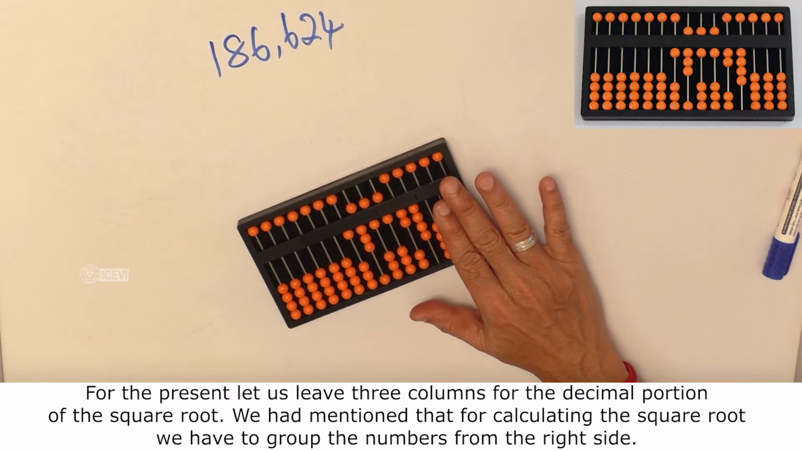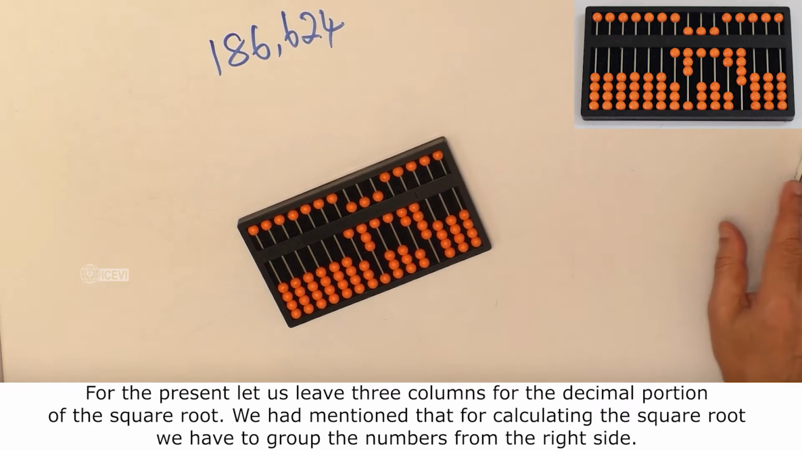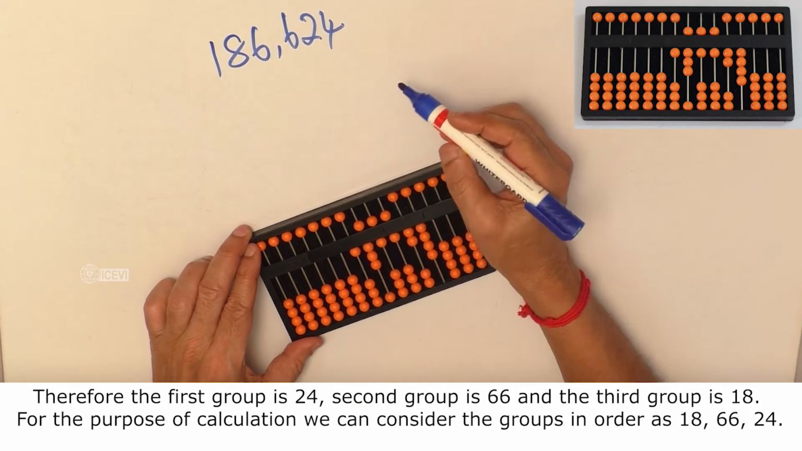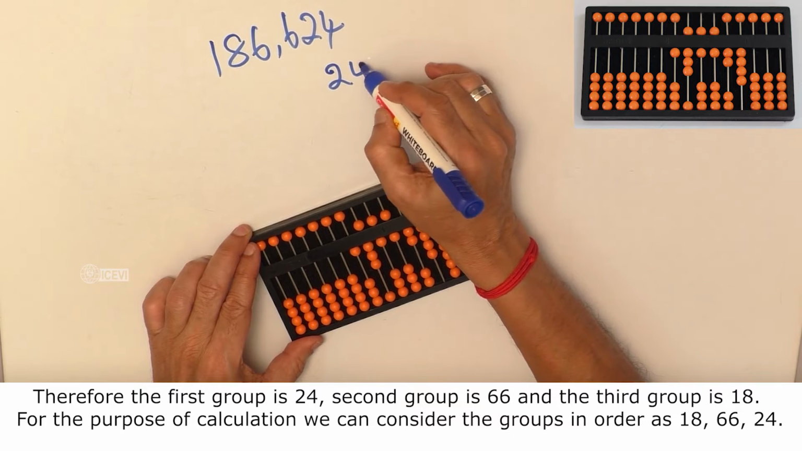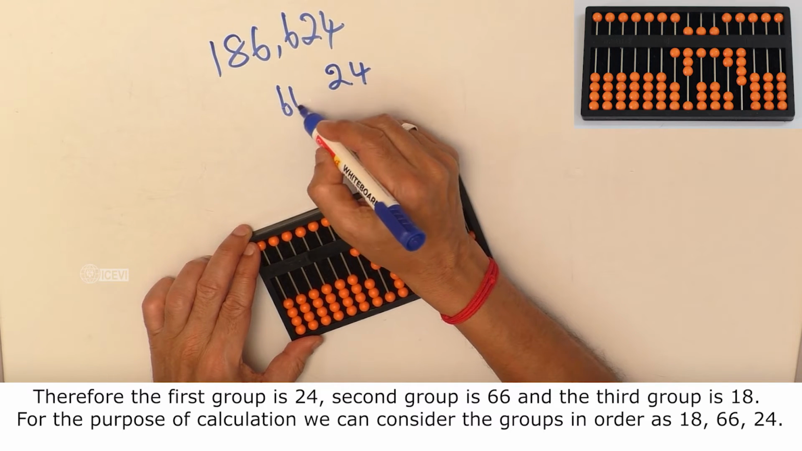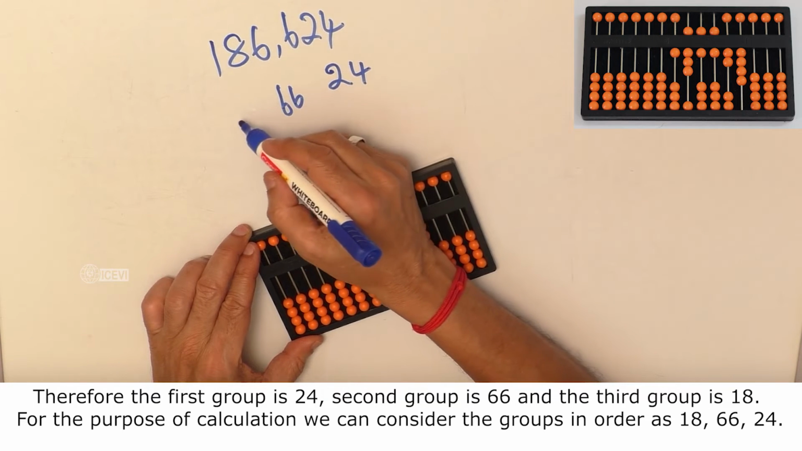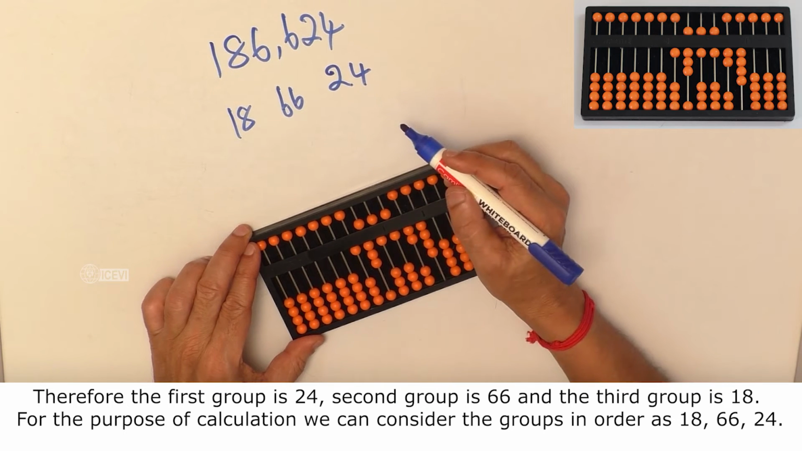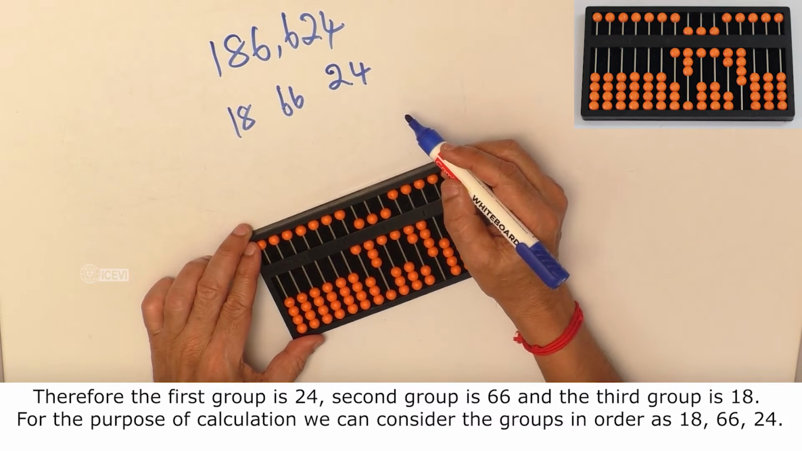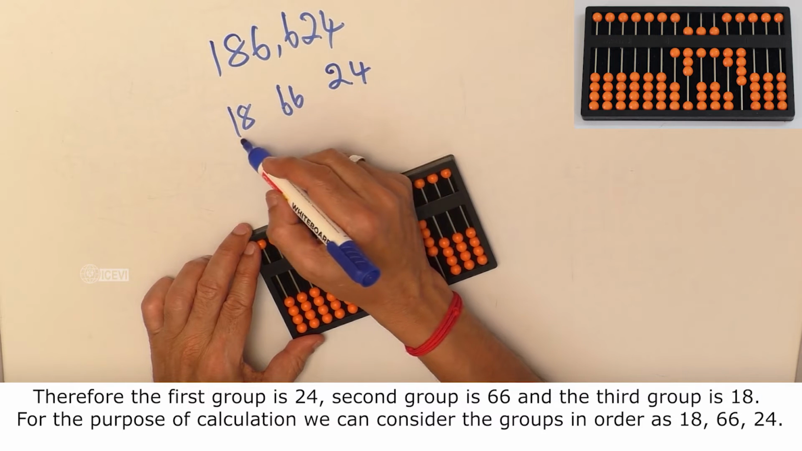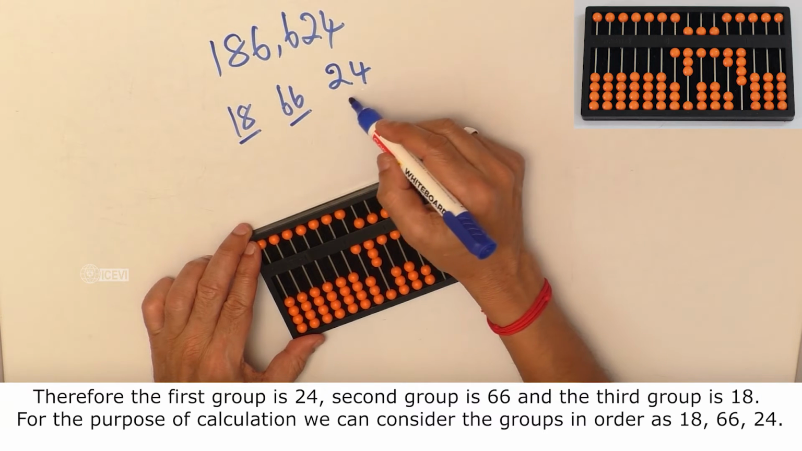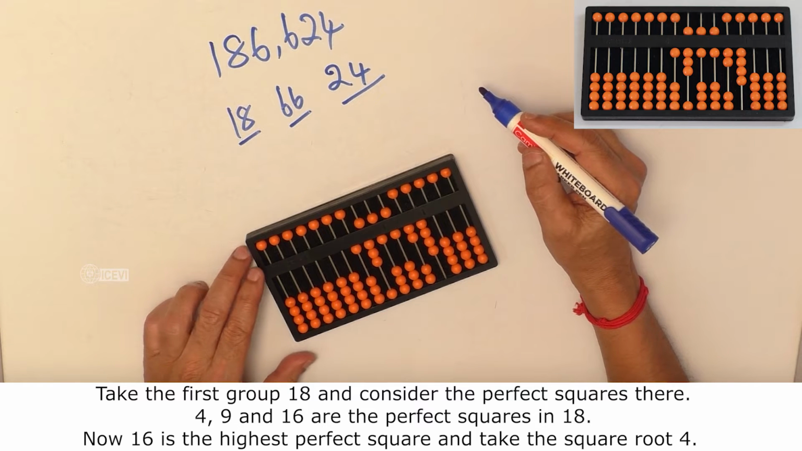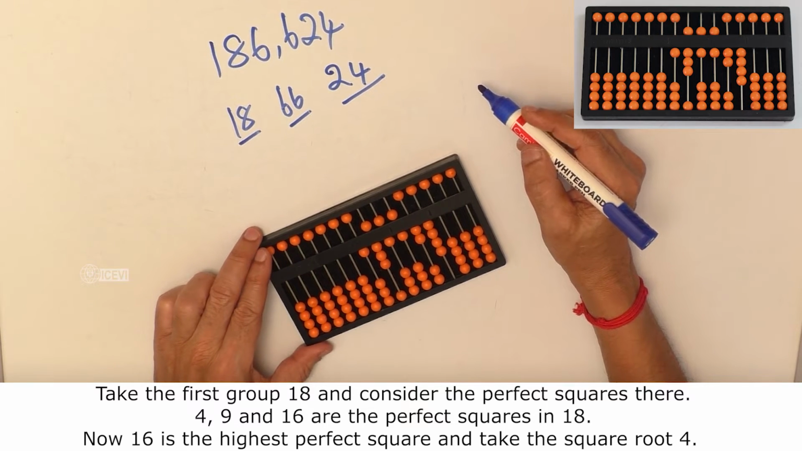We had mentioned that for calculating the square root, we have to group the numbers from the right side. Therefore, 24 is a group, 66 is another group, and 18 is another group. For the purpose of calculation, we can consider the groups in order as 18, 66, and 24. Take the first group 18 and consider the perfect squares there.